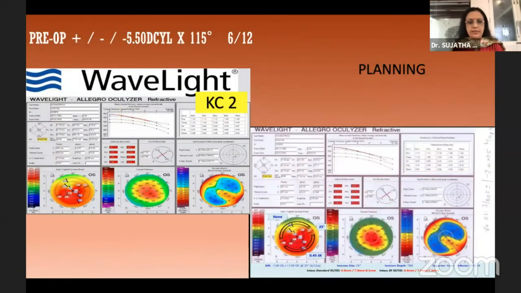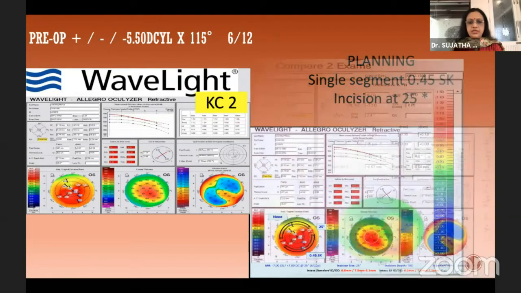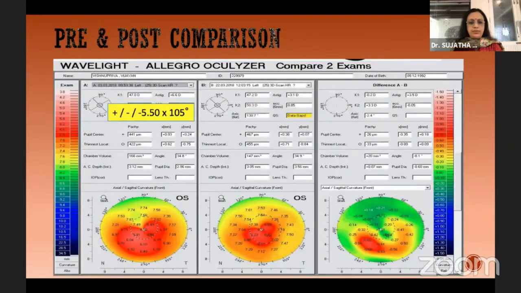So this is again a patient with minus 5.5 at 115 degrees and we decided to go for a single segment because there was no spherical component in this patient. And this patient also, pre-op and post-op, you can see the response.